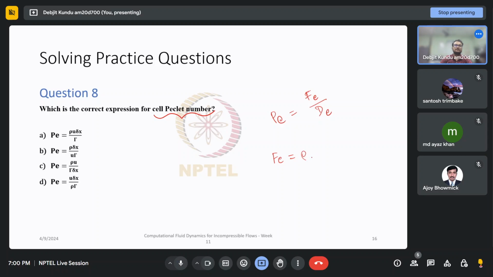Rho into u. So Fe is rho u suffix e into A suffix e. And De is the diffusion coefficient, which is gamma into, okay, no, φE won't be there. Okay, there is a power cut here.